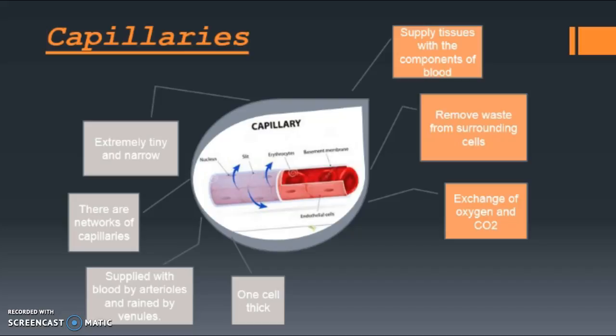Also, the thin walls provide a short diffusion distance, and the surface area of one capillary is very, very small, and they're all only one cell thick. But there are things called capillary beds, which are thousands of them that make up the interconnected network. This means that they have a large surface area when they're all together, which gives them more opportunity for gas exchange to take place due to the larger surface area.